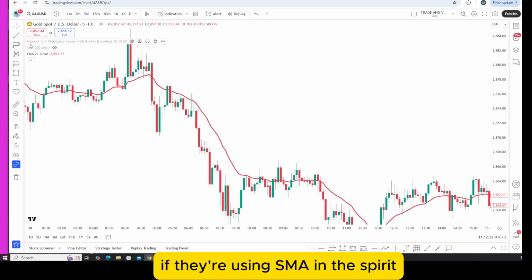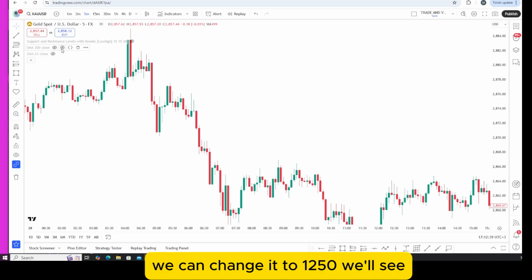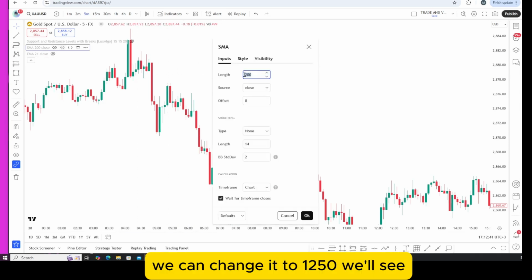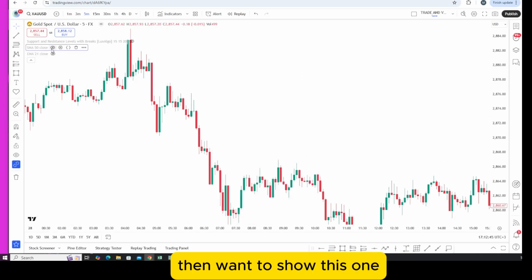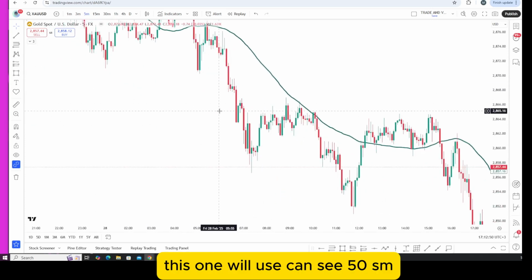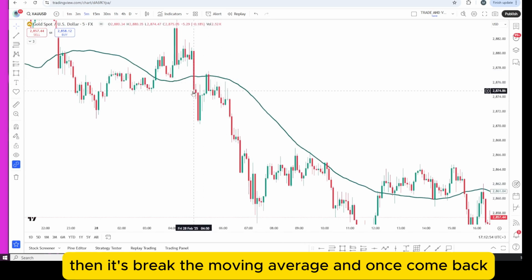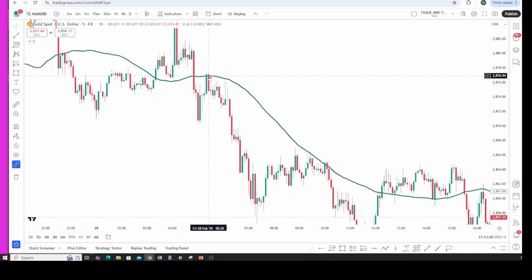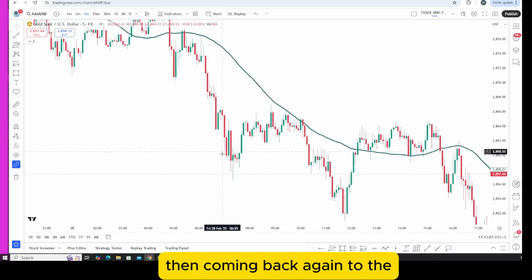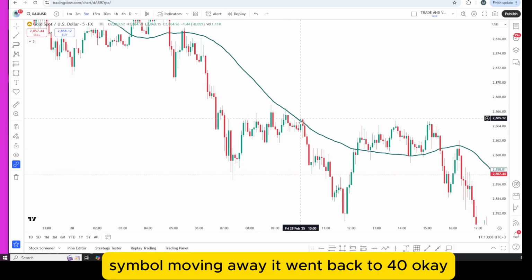If they are using SMA in this period, they will use the 50 SMA for day trading. We can change it to 50 and see how it reacts. You can see how beautifully the 50 SMA reacts. Once it is falling, it breaks the moving average, and once it comes back, it reacted beautifully. Then coming back again to the simple moving average, it went back to fall.